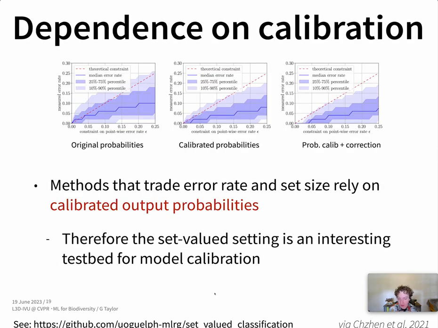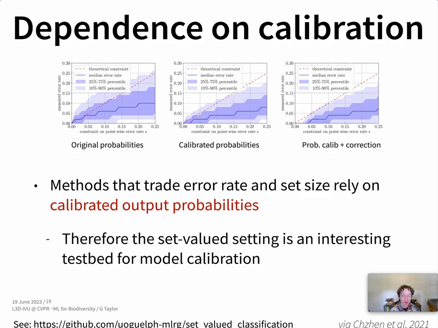Now, I mentioned calibration before, and that's because I wanted to make the point that these methods that trade error rate and set size really rely on calibrated output probabilities, because you're using probabilities from the model to set appropriate thresholds for deciding which classes to include in your sets. And so the set-valued setting is actually a really interesting testbed for model calibration.